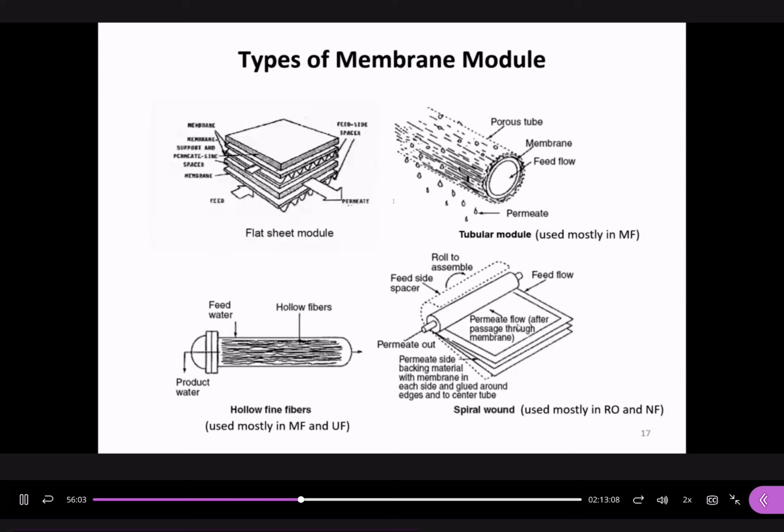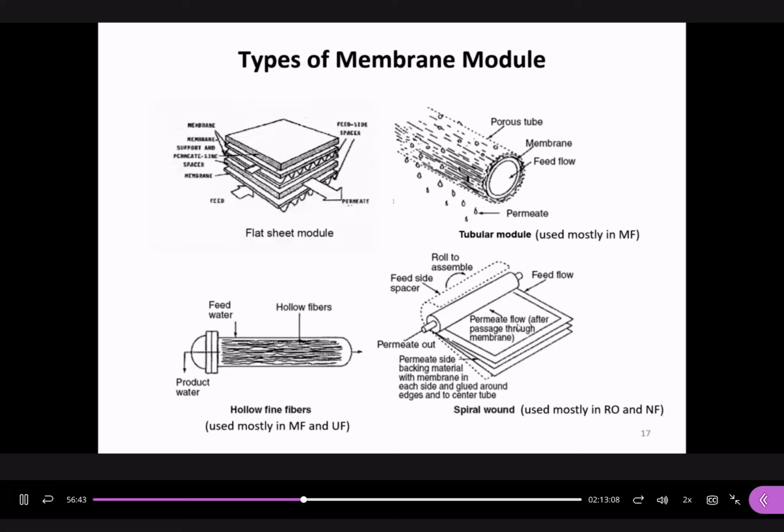All right, recap. Let's continue. You have seen the coupons, right? They are very small, a few centimeters in size. They have been cut from very large membrane sheets or hollow fibers, right? And these sheets or fibers need to be configured into a module for use.